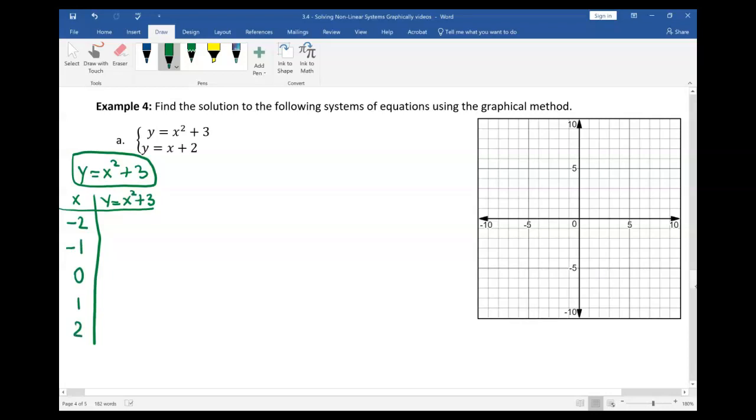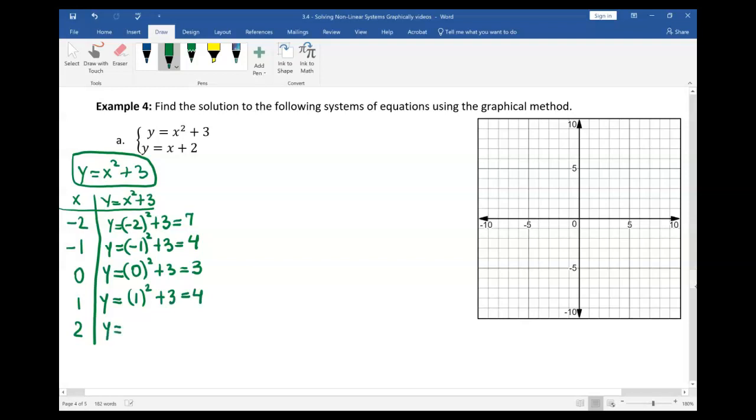If x equals negative 2, y is going to be negative 2 squared plus 3. Negative 2 squared, it's 4 plus 3, 7. If x is negative 1, y is going to be negative 1 squared plus 3. Negative 1 squared, it's 1. 1 plus 3, it's 4. If x is 0, we're going to have 0 squared plus 3 equals 3. If x is 1, y is going to be 1 squared plus 3. 1 plus 3 is 4. And if x is equal to 2, y is going to be 2 squared plus 3 equals 7.